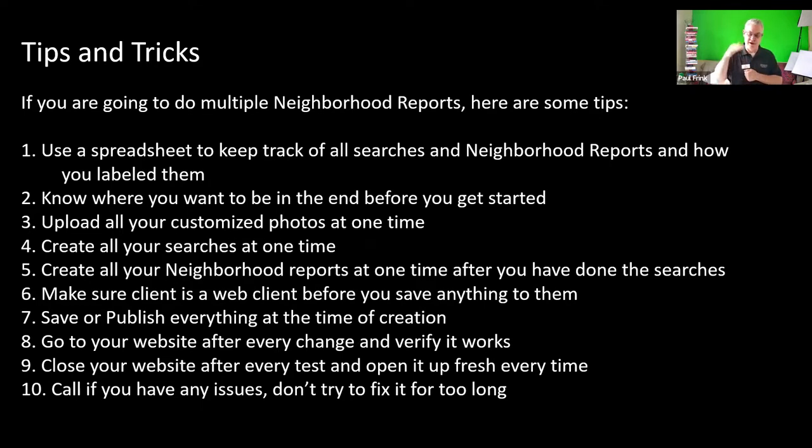Also, create all of your searches at one time. So if you know I'm gonna do a Federal Way, a Burien, a Eugene, and a Florence, then create a spreadsheet accordingly and do all of your searches at one time. It just makes it easier doing that. And of course, the neighborhood reports, just do those all at one time too. It just makes it easier, all right? So it makes it a piece of cake.